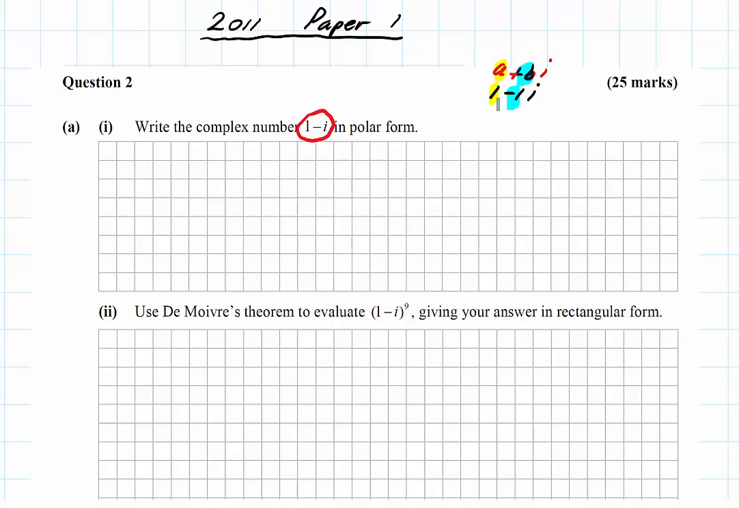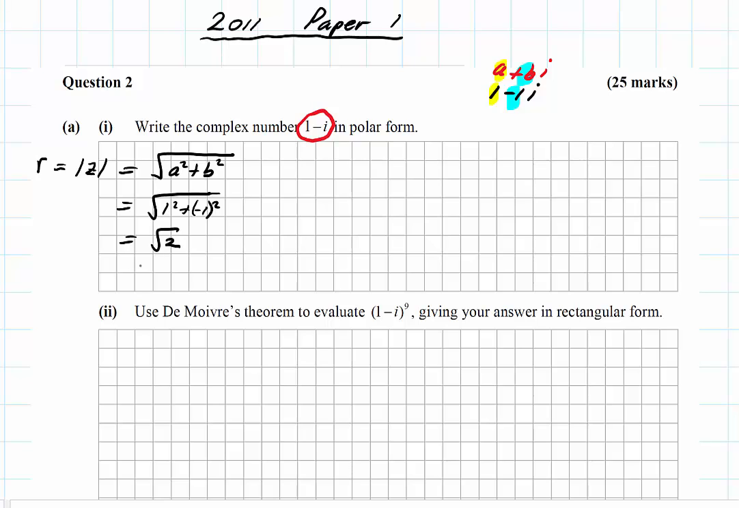Now to convert to polar, we need to do some preliminary work first, and that involves getting what we call r, or the modulus of the complex number, and the formula for that is the root of a squared plus b squared, which in this case is the root of a, which is 1 squared, plus minus 1, the b, squared, and you end up getting the root of 2.